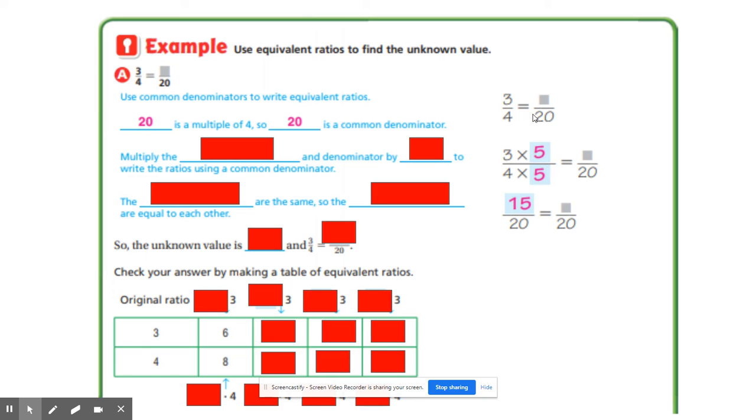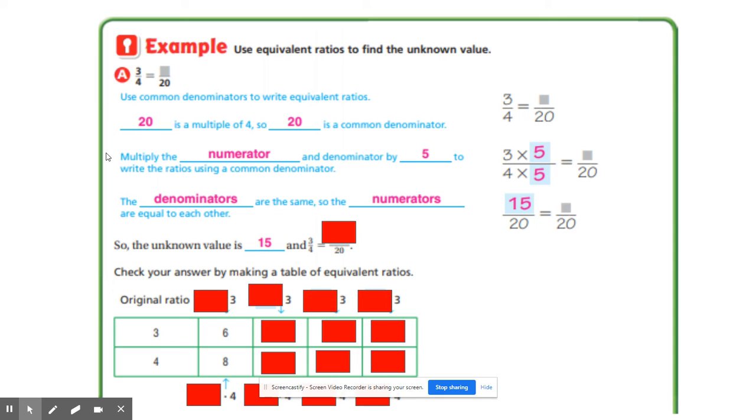If you look over to this example on the side of the screen, we know that we can do 4 times 5, which is what they did down here. 4 times 5 will give us the 20. So we have to do the same thing at the top. 3 times 5 will give us our missing number. So we multiply our numerator and denominator by 5s, just like we talked about. And the denominators are going to be the same, so that means the numerators are equivalent to one another. So our unknown value is going to be 15. So 3 to 4 and 15 to 20 are equivalent ratios.